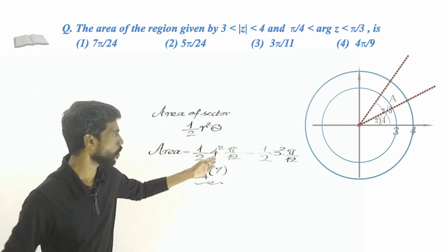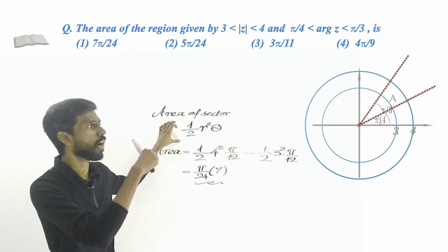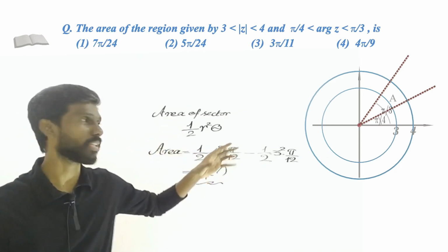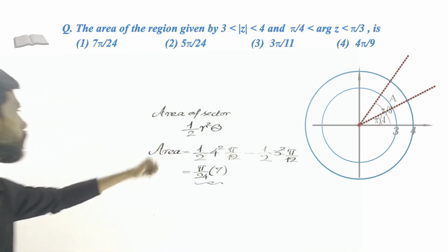So we just have to know the meaning of argument equal to pi by 4. Our argument is greater than pi by 4, less than pi by 3. That's all. Otherwise we can use basic geometry to get the answer. Okay, so that's all, 7 pi by 24.